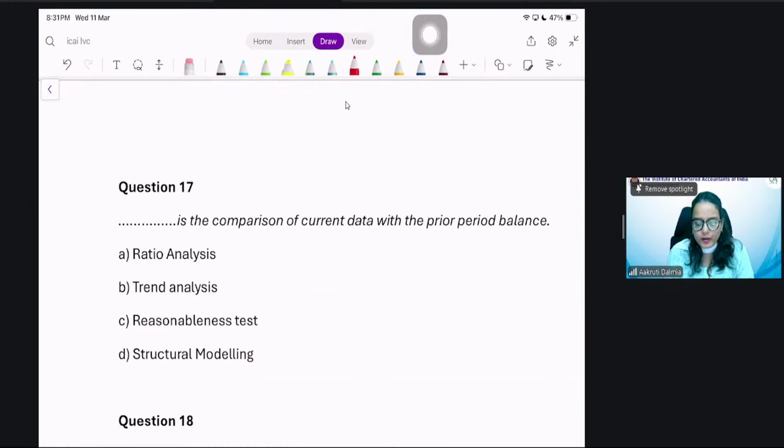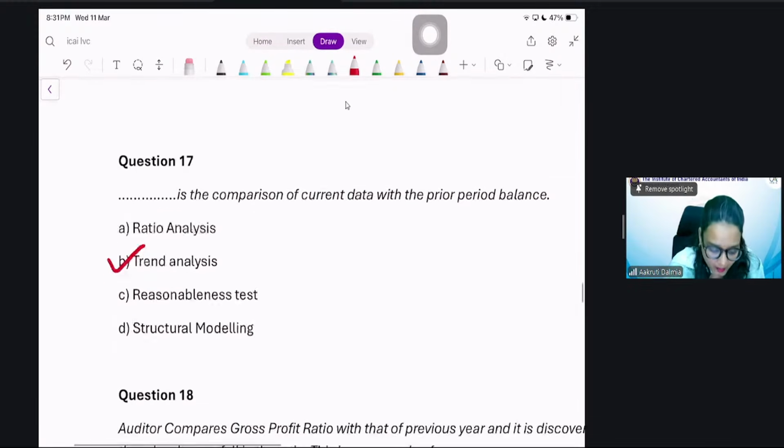Which is the comparison of current data with prior period balances? This one you all have to get correct. For 2.5 hours, I have been giving the same example. Trend analysis. D, A, B, B.